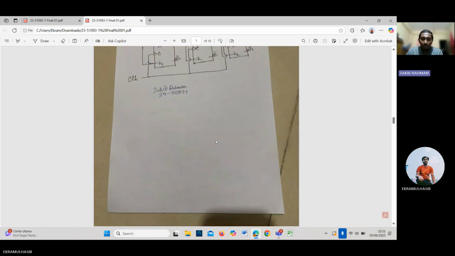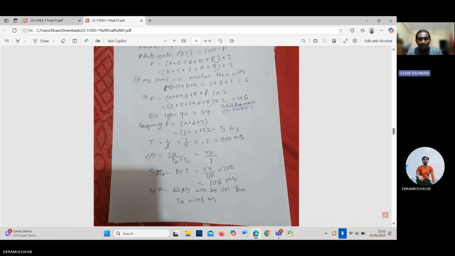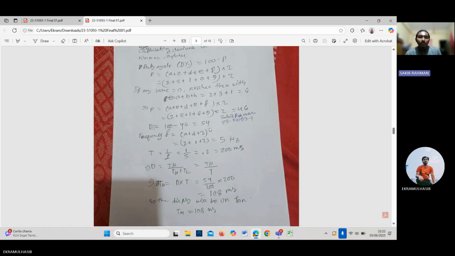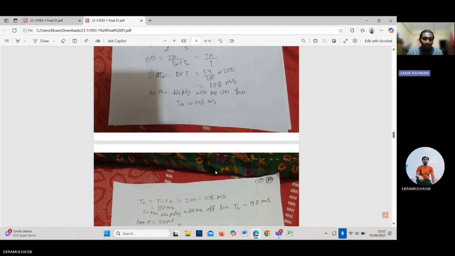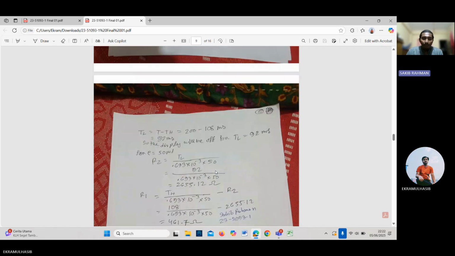And in the second question, there is a calculation part that I have to do. For the 555 timer calculation as astable, duty cycle D is equal to 100 minus P. And P I have taken as A plus C plus D plus E plus F, into 2. Because I have 0 in E, I have to replace it with A plus B and H, so it's 6. After replacing E, 0 to 6, I got 2 plus 5 plus 1 plus 6 plus 9, into 2, equal to 46. The duty cycle I got is 54.